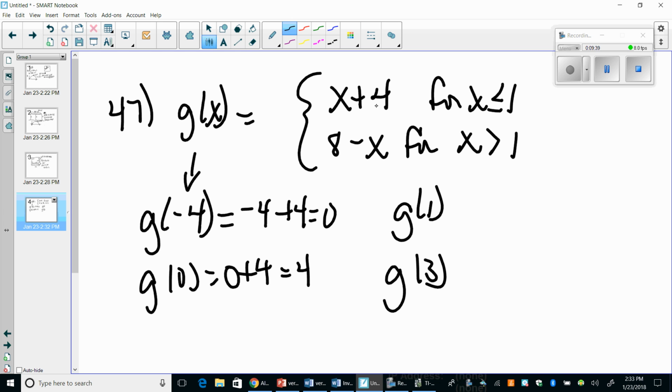G of 1. I'm still going to use the top one because it says x is less than or equal to 1, and this is equal to 1. So 1 plus 4 is 5. And then g of 3, since 3 is bigger than 1, I'm going to use this one. 8 minus 3, my answer would be 5. And that's how you do those.